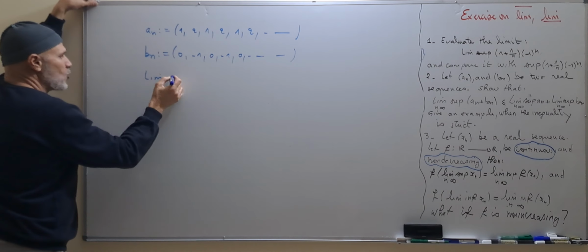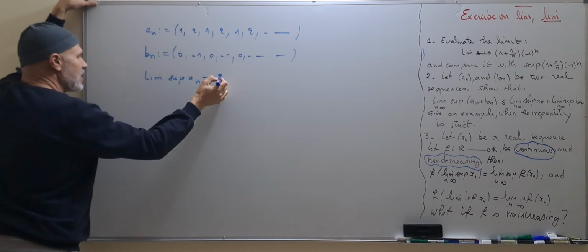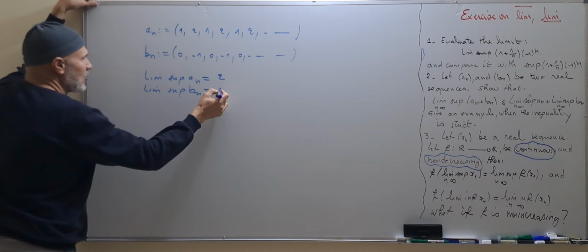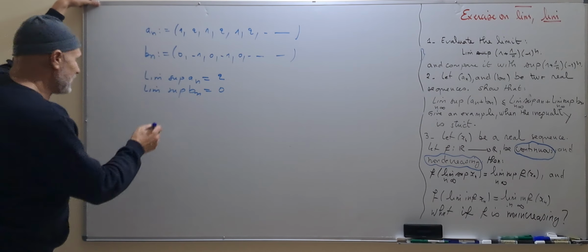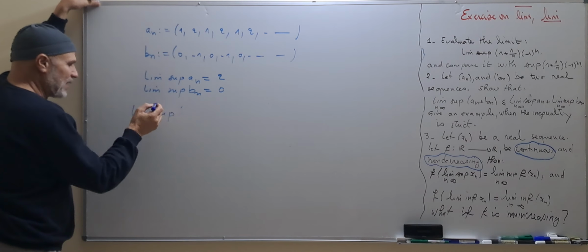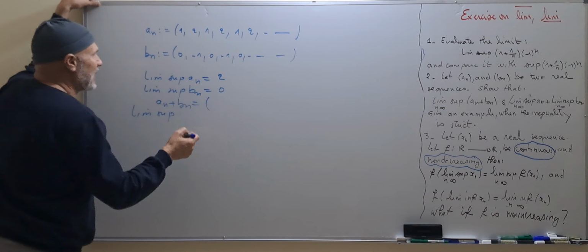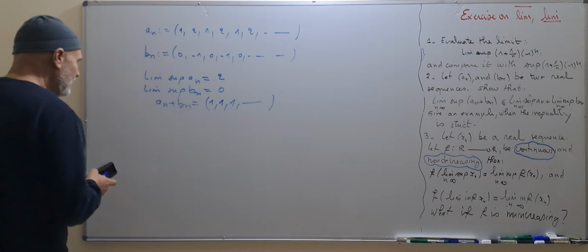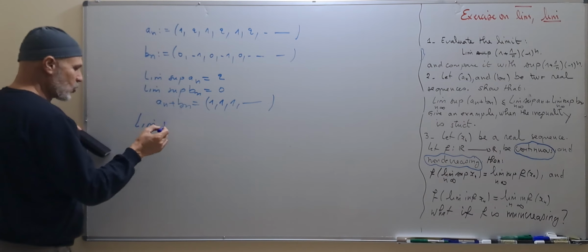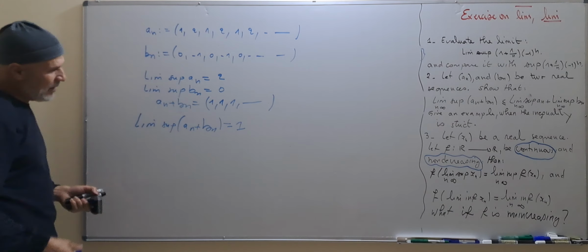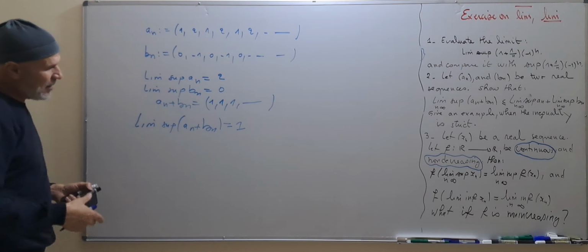The limit sup of a_n is equal to 2. And the limit sup of b_n is equal to 0. But the limit sup of a_n plus b_n, let us consider a_n plus b_n is equal to 1, 1, 1, and so on. Then the limit sup of a_n plus b_n is equal to 1. And in this case, 1 is strictly less than 2 plus 0.